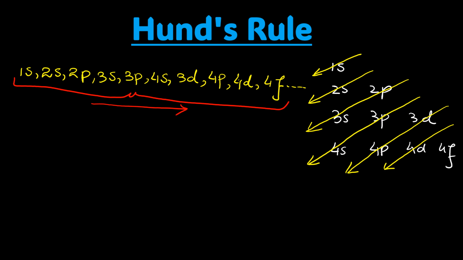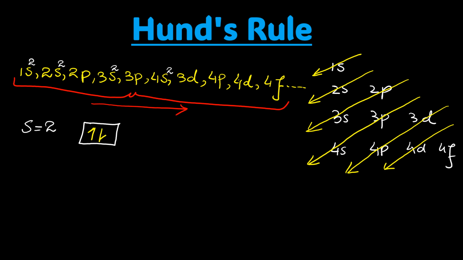Now, dear student, the maximum number of electrons possible in an s subshell is 2. So we will write 2 wherever there is an s subshell, as they accommodate a maximum of 2 electrons. We can show this using a diagram like this: electrons will be in opposite spin, anti-parallel spin, in the s subshell.